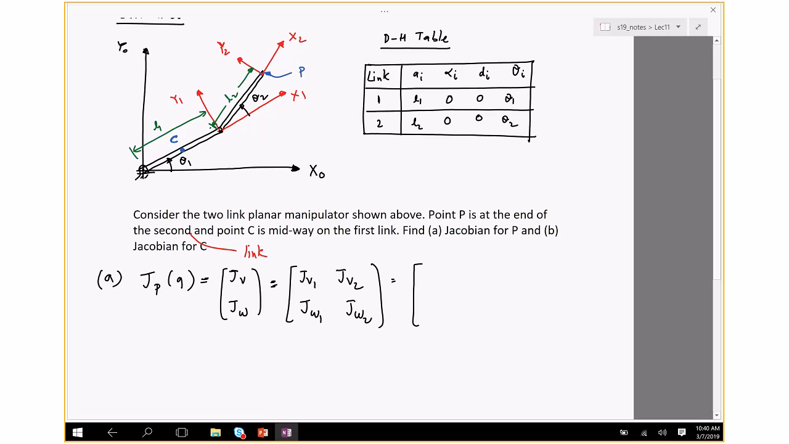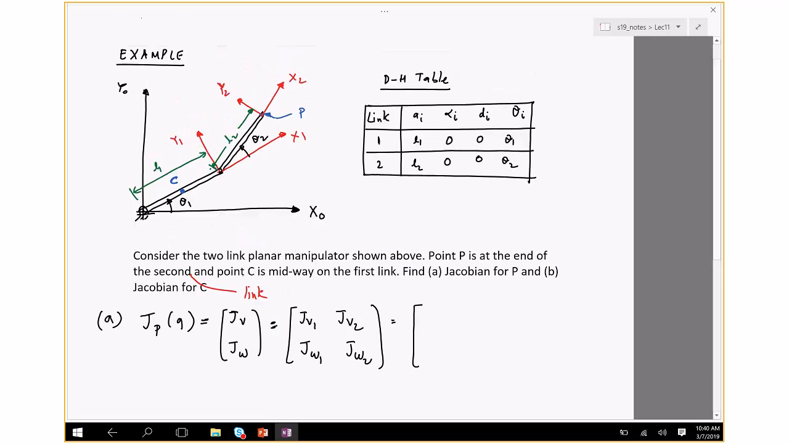JV1 is basically the Jacobian associated with point P. In this case, point P is of interest, which is the end effector, when you have a unit velocity to 1 and 0 velocity to 2. So this is a Revolute joint, and so we need to hunt down the formula for a Revolute joint.